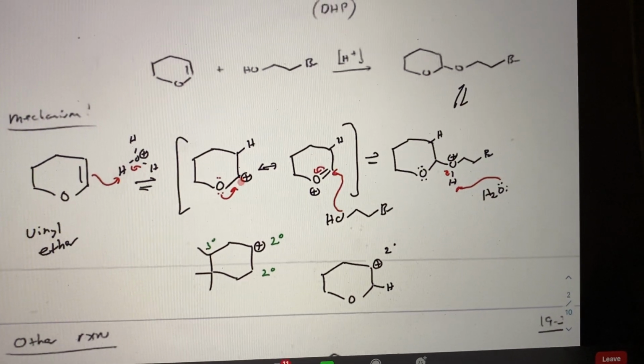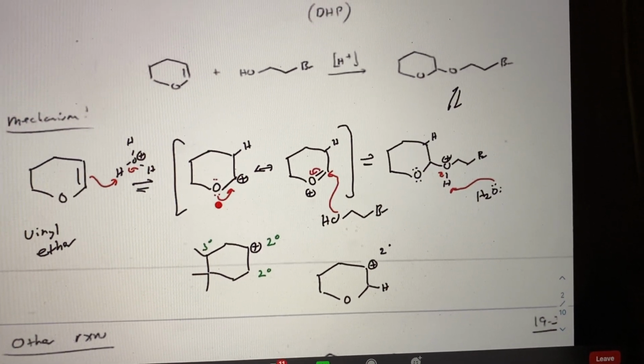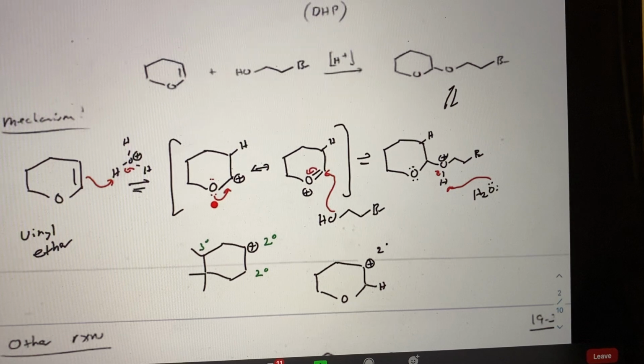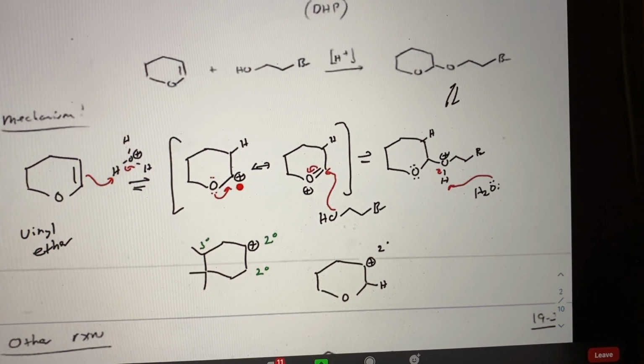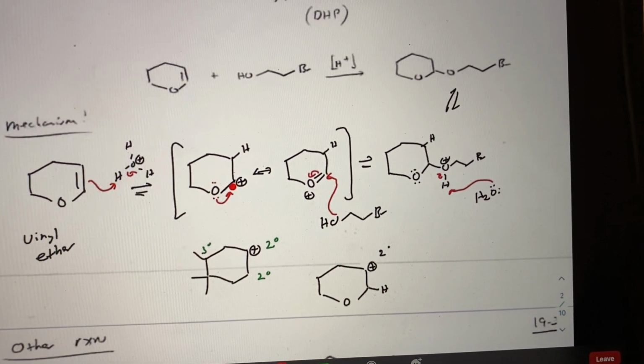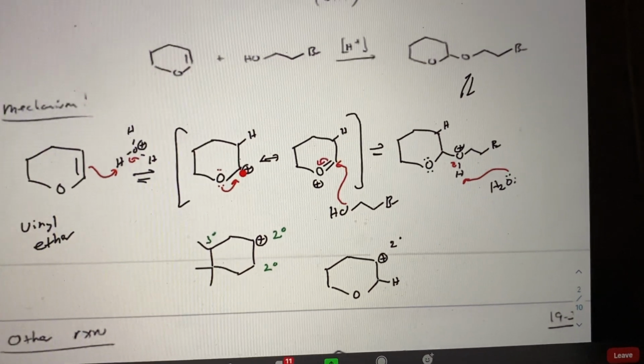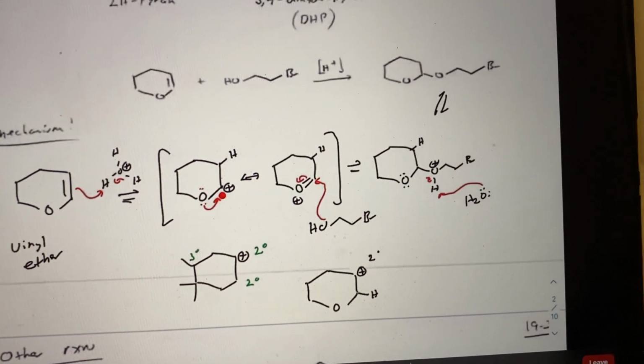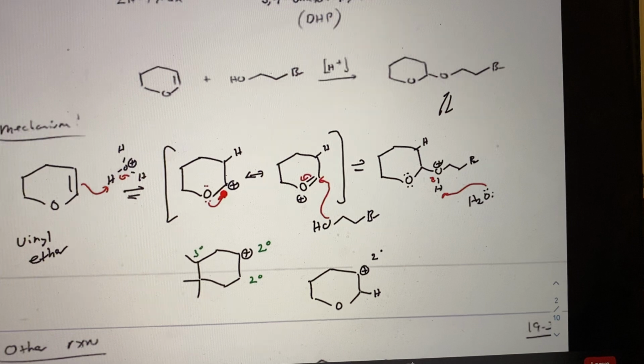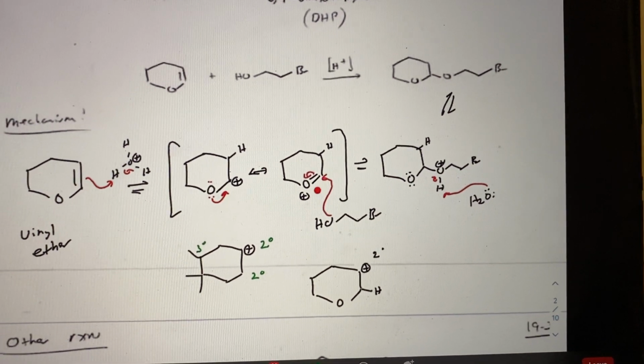However, this carbocation is adjacent to this oxygen with these two lone pairs of electrons, which means that this positive charge does not reside solely on this carbon, but actually is resonance stabilized, and we can illustrate that by drawing a resonance structure where this lone pair of electrons is used to form the resonance structure.